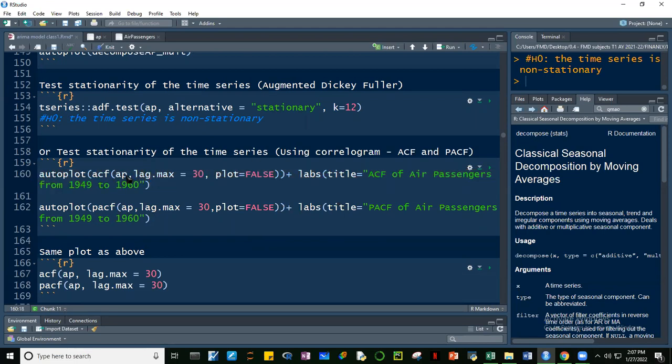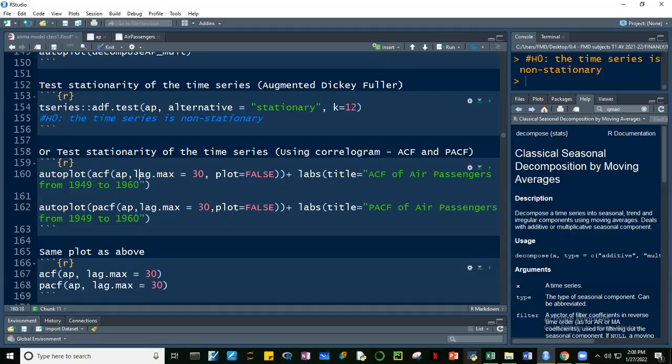So this is the syntax. Okay, autocorrelation function ng data natin na AP. Tapos dito, pinapakuha niya yung lag. Ibig sabihin ng lag.max 30, kukunin niya yung correlation ng time t at saka t-1, tapos time t at saka t-2, time t at saka t-3, time t at saka t-4. Kinukuha niya yung correlation nila. Kaya nga ang tawag diyan autocorrelation. So what's being computed is correlation.